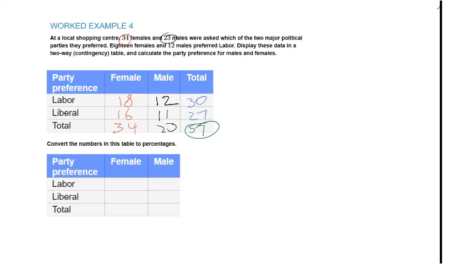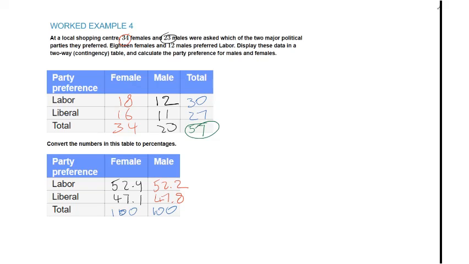Now we convert the numbers in this table to percentages. 18 over 34 gives me 52.9, and therefore the next one is 47.1. For males, I'd get 52.2, and that means this is going to be 47.8. If we add those up, we get 100% for both, which is what we want.